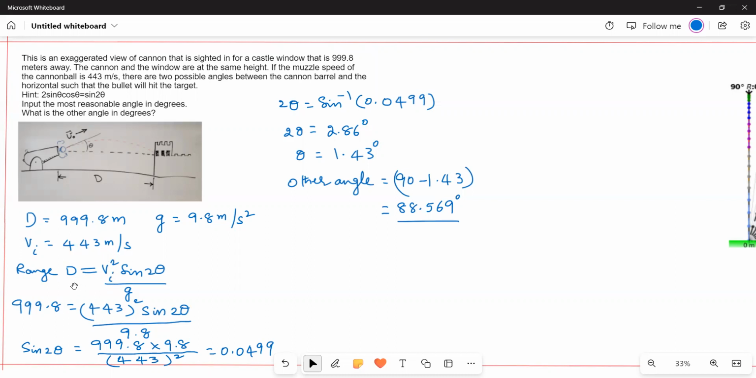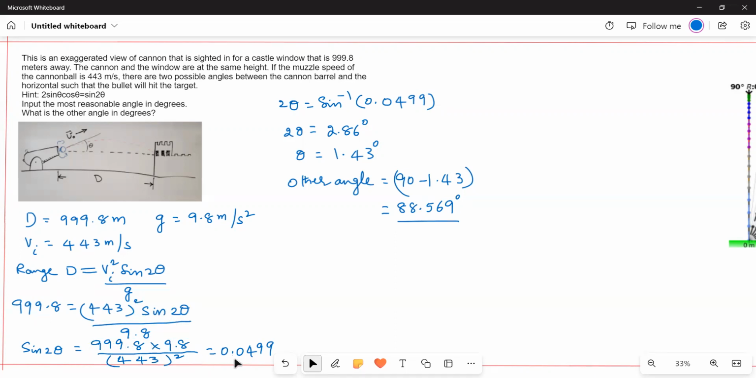And then using the range formula, range is equal to Vi square sine 2 theta by g. How we get the range formula, I derived in another video that I will keep in the end card. You can check that later. So using that formula, 999.8 is equal to 443 square sine 2 theta by 9.8.